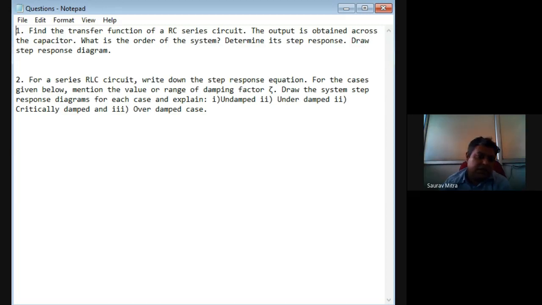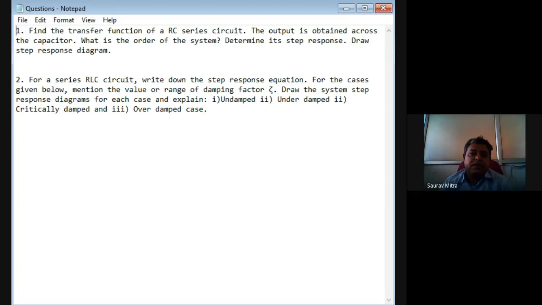So transfer function we find in case of RC circuit by using Laplace transform, and then we have to give a unit step input to the RC circuit, and we are supposed to find out what is the time domain response of that RC circuit. That means how the capacitor is charging. Equation for that we have to find out.